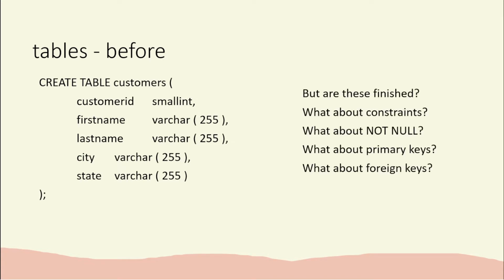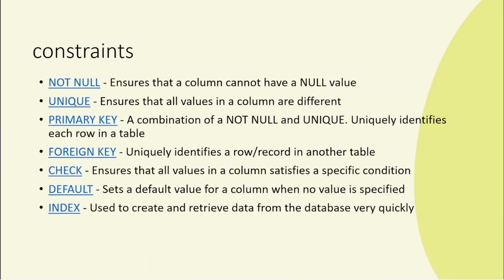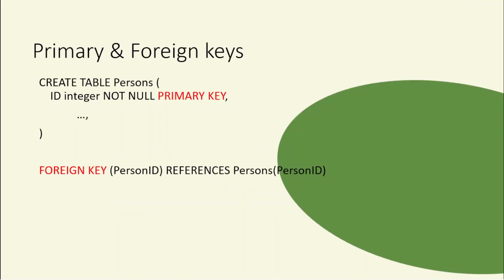So these aren't finished. We need to add constraints. We can add constraints like keys and not null. But what are these? So here's a list of constraints. We've got the primary and foreign key. We've got things like not null and unique, and default and index check. So let's have a look what they are.